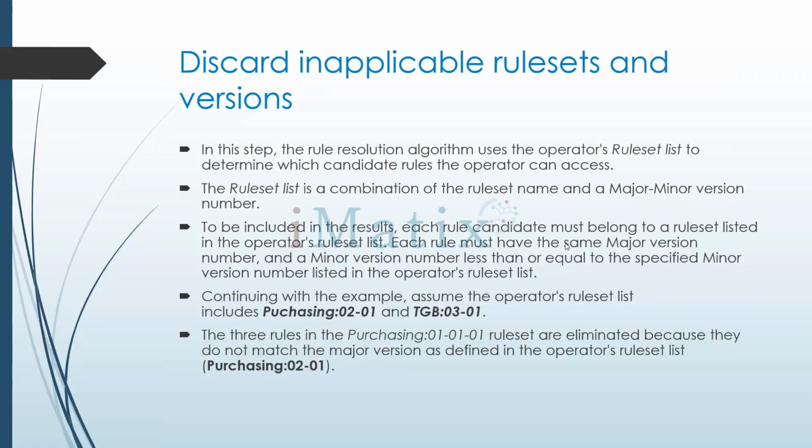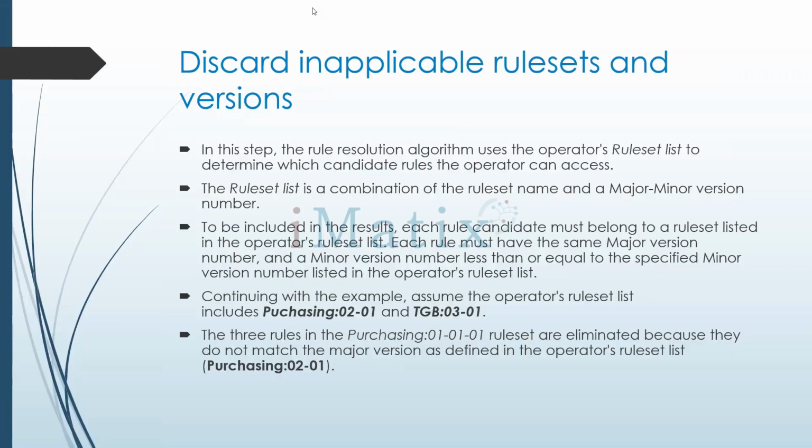Then each must have the same major version. We are considering the major version here, and it has to be the same, whereas the minor version can be less than or equal to the one mentioned on the operator profile. What is happening? Two things. One is it has to be on the operator rule set list. The second one is the major version is the same, whereas the minor can be less than or equal to. How do we deal with this?